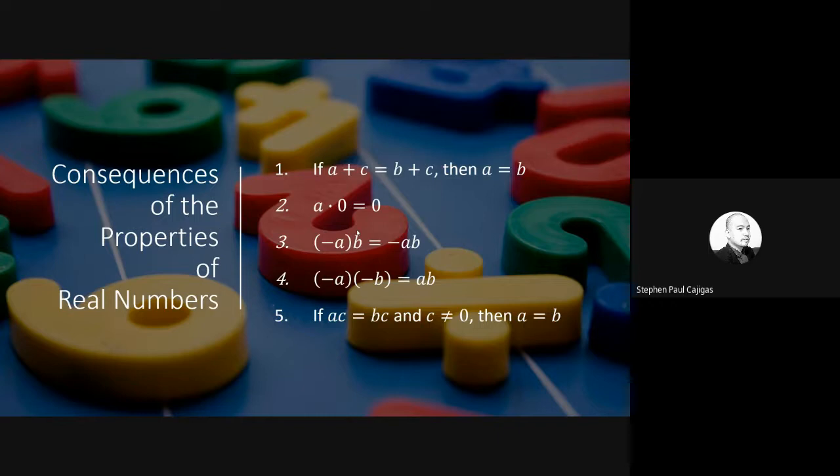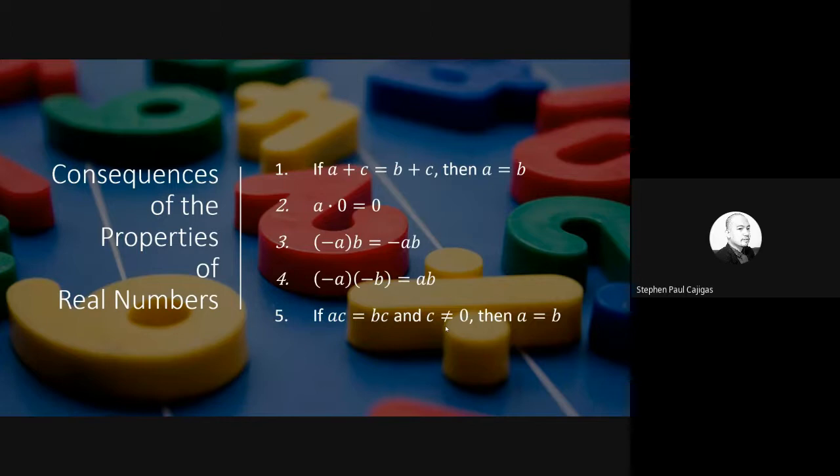And then you will also find that a negative multiplied by a positive, this can be any number. So the negative of A times B is the same as negative AB. Then the negative of A times the negative of B, or the additive inverse of each, will be equal to A times B. And then we will see that if A times C is equal to B times C, given that C is not equal to 0, then we will have A is equal to B.